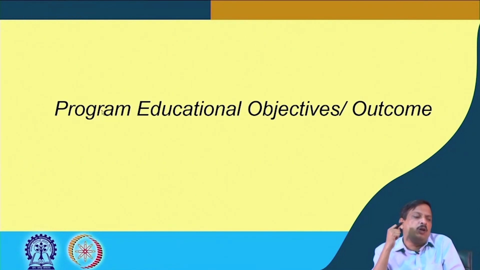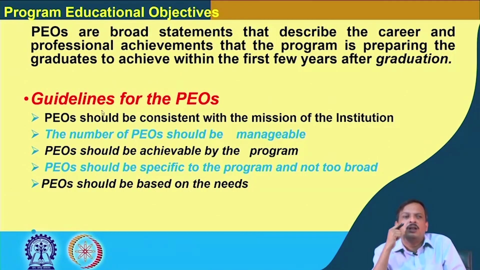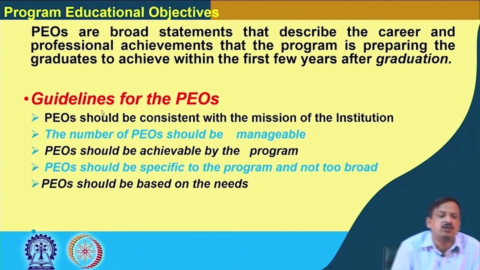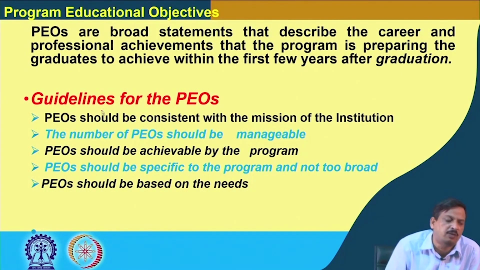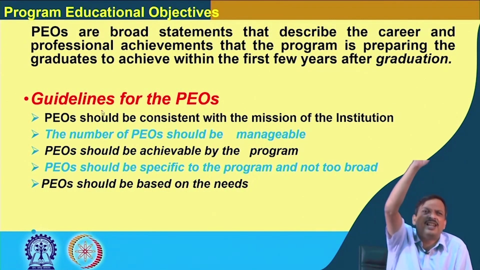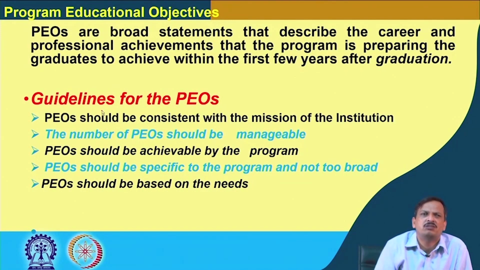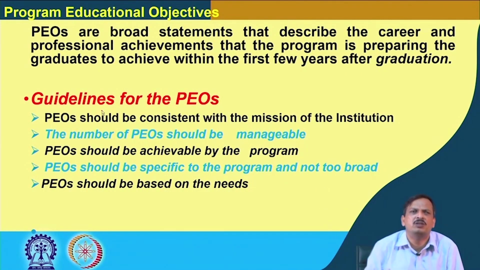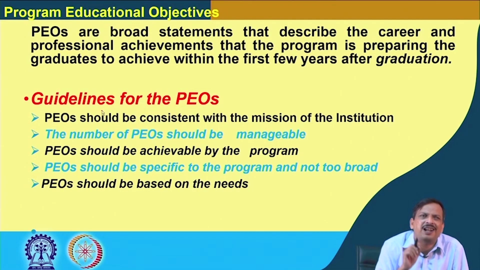So, how many program outcomes should I write? It is said that PO should be consistent with the mission and vision of the institute. The number of POs should be manageable. I cannot write 10 POs, 20 POs. PO should be achievable by the program. PO should be specific to the program, not too broad. PO should be based on the needs.